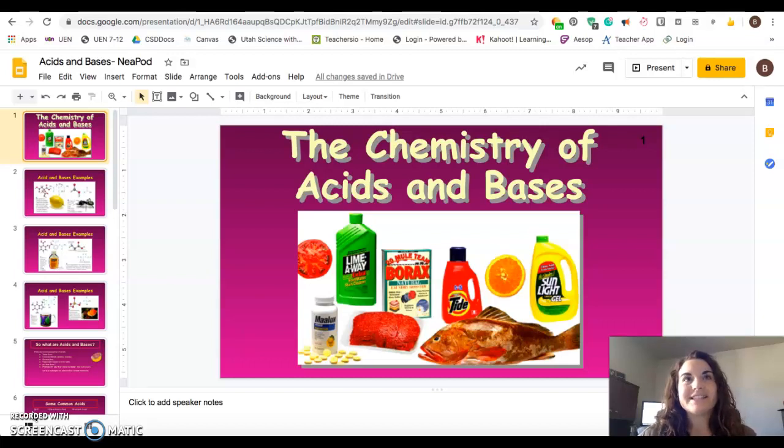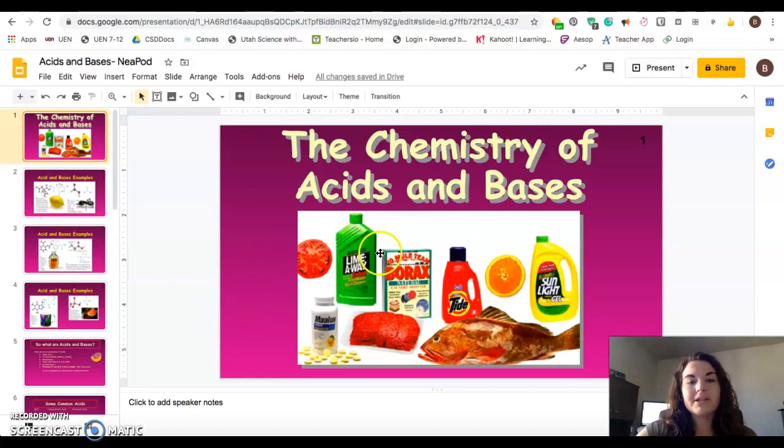And I really wanted this to be the last lesson because these are things that you will always have contact with. These things are all over your house, and if you don't know how to deal with them, they can severely harm you. So here are some common acids and bases that you probably see around your house.